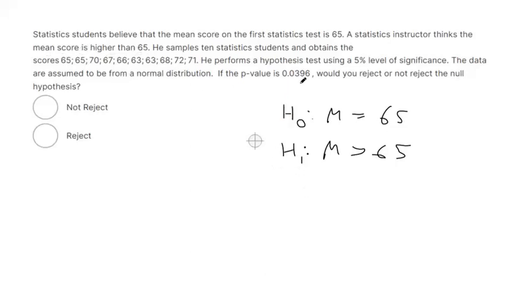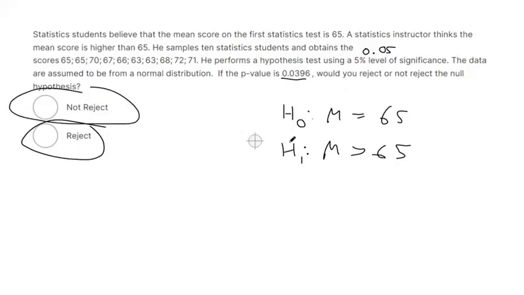Okay, so he samples some data. Okay, they've already done all the legwork for us. They got a p-value. The p-value is less than 0.05, which is 5%. If the p-value is low, reject H0. Okay, we reject the null hypothesis in favor of the alternative. If the p-value is above 5%, which is 0.05, then we do not reject. So this one we reject because the p-value is low.